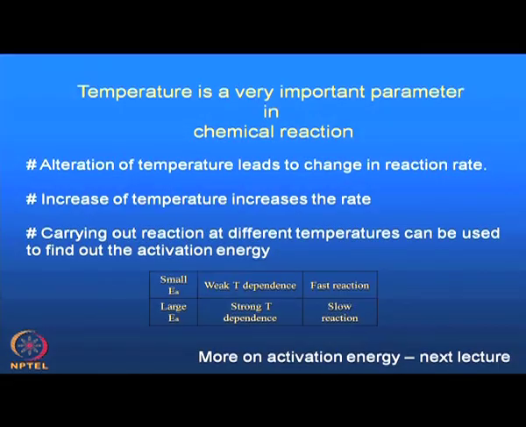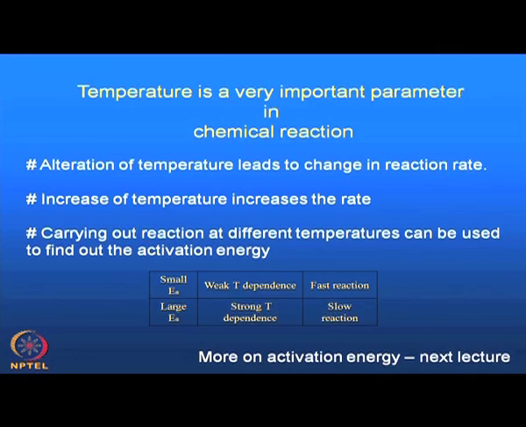And the significance of activation energy is that it is the minimum amount of energy required to carry out the chemical process, to start the reaction. Small activation energy means a weak temperature dependence, and the reaction is fast, I mean it happens very quickly. Large activation energy means there is a strong temperature dependence, meaning a little change of temperature gives a huge change in rate constant, and of course, the reaction is very slow.